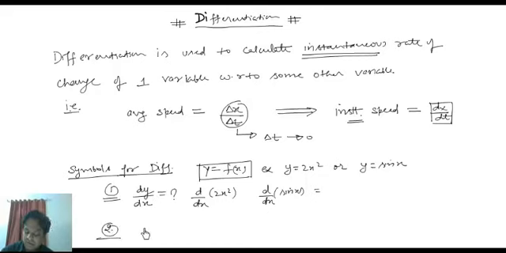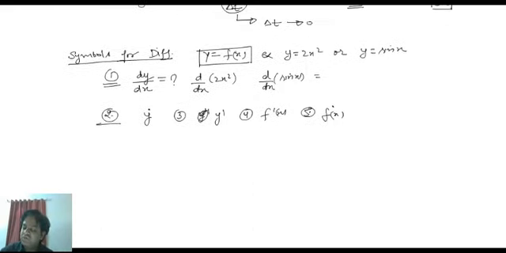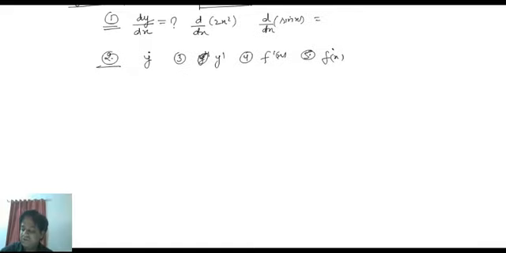Second, maybe to find y dot. Third, maybe to find y dash. Or then I may ask you to find f dash, or maybe f(x) dot. All these five are symbols used to find differentiation, right?